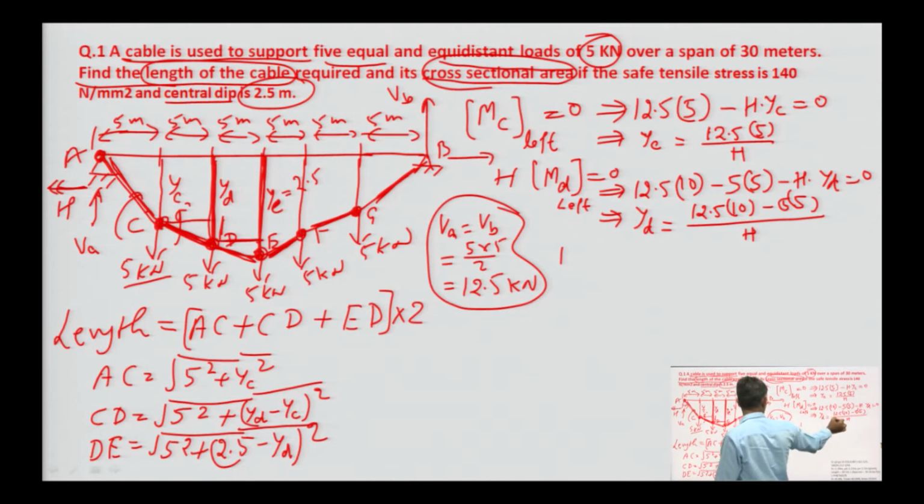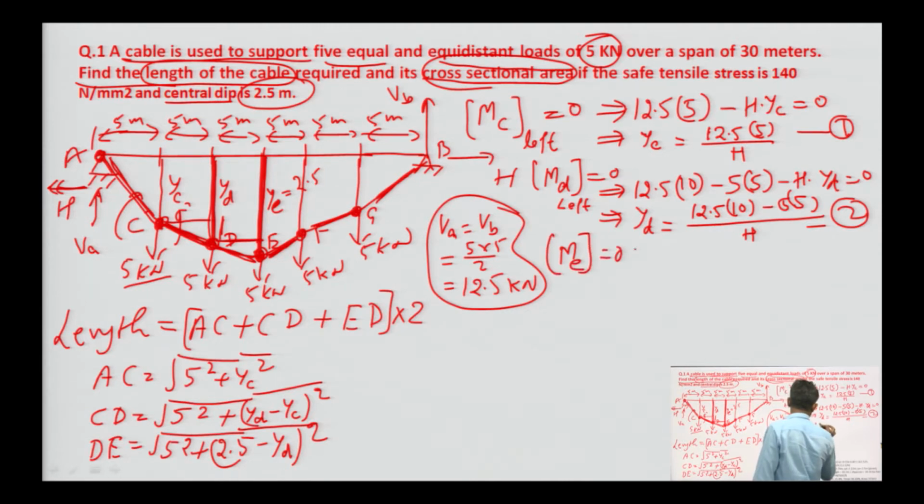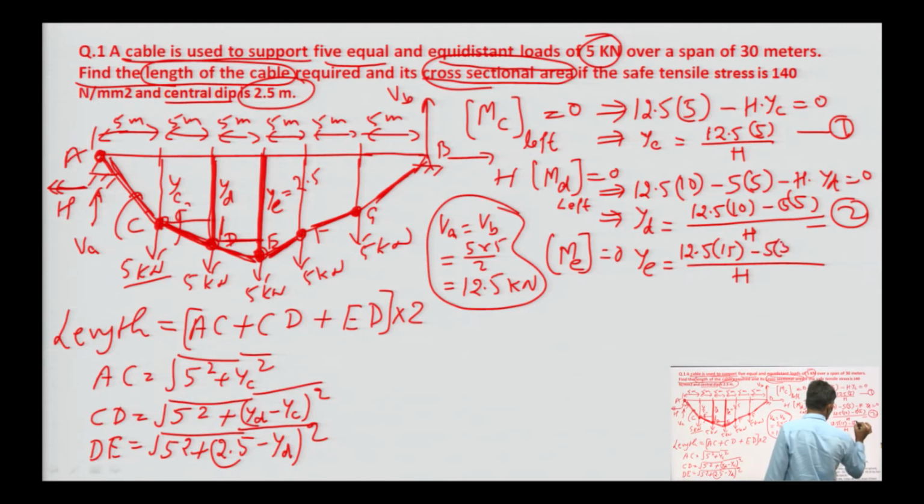YD has this value. Write equation number 1, equation 2, and apply the bending moment equation at point E also. So the bending moment at point E for the left part equals 0. We will get the value of YE in the same manner as we did previously: 12.5 multiplied by 15 minus 5 into 5 into 10 minus 5 into 5. This is the value we will have. So write equation number 3.